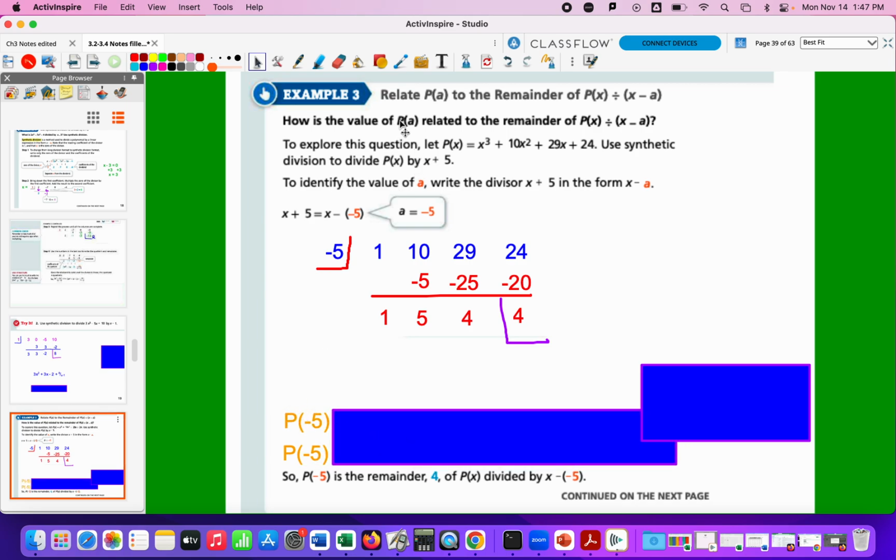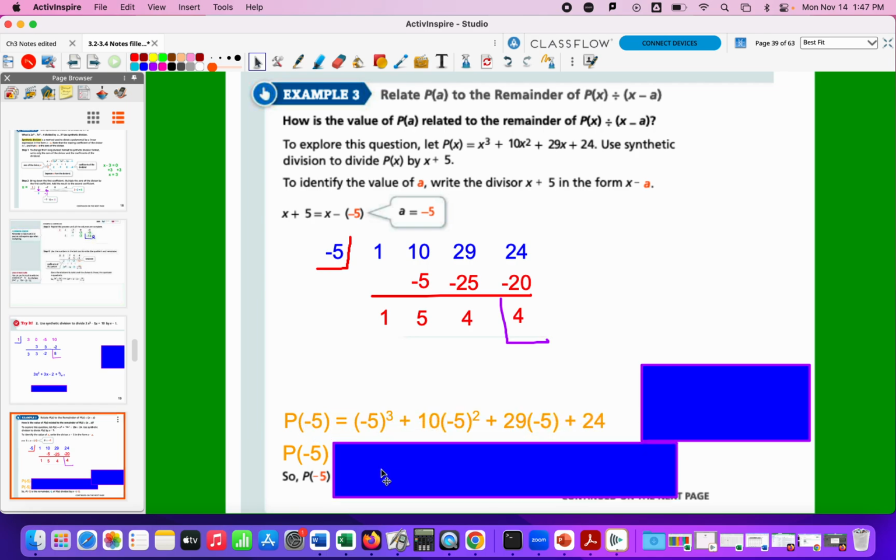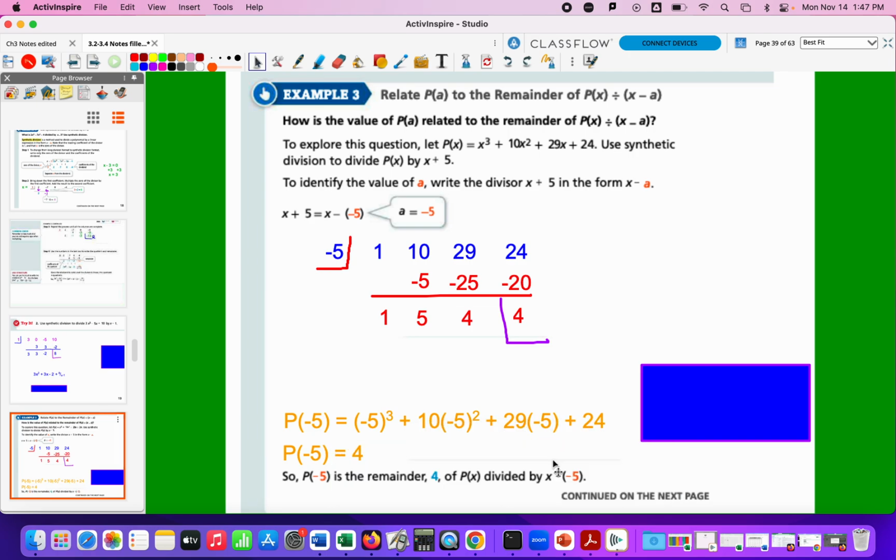This is saying, hey, I got my p function, p of x. What if I just replace all the x's with negative 5? So I just went in here, and everywhere there was an x, I put negative 5. Now this one here, I definitely went to my calculator and typed all that in, and I get an answer of 4. So the connection here is that the remainder we ended up with was 4. It's the same as if I just plugged in negative 5.